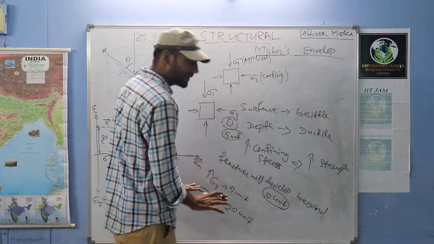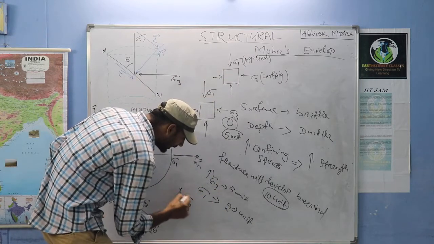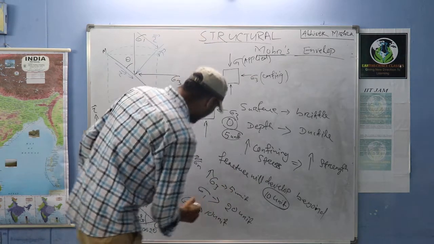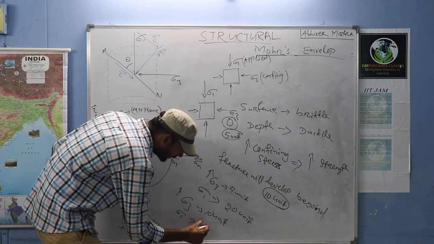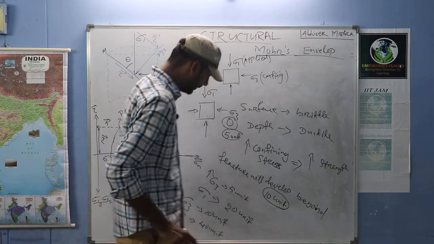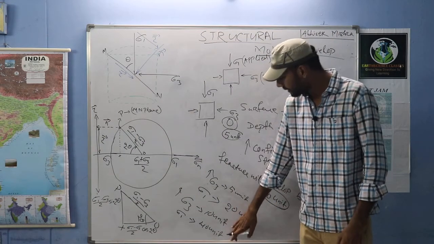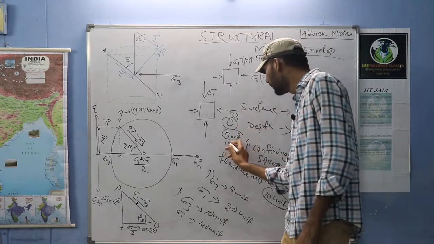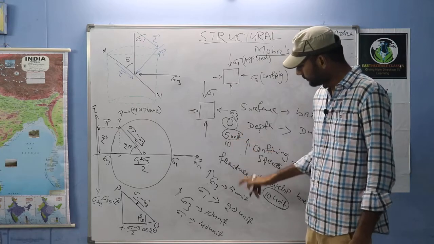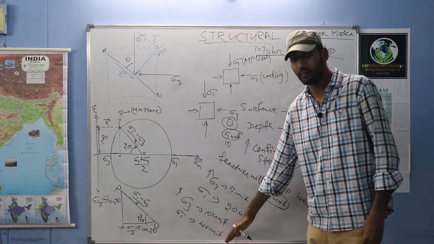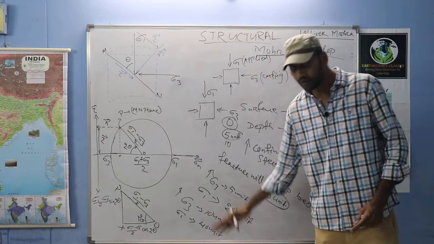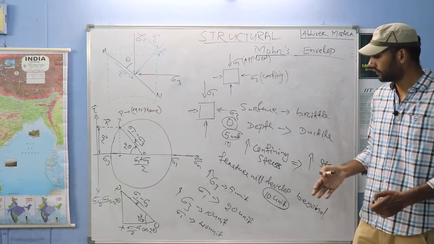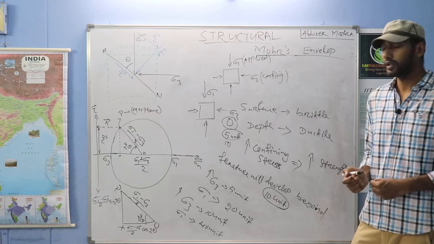Then if I will increase sigma 3 to 10 unit, then what will happen? Sigma 1 will break at, let's say, 40 unit. In the first case I have taken 0, then 5, then 10 unit. The sigma 1 will increase to 40 unit. That means after 40 unit the material is going to break down, or it will develop fracture beyond 40 unit. The strength is 40 unit, right?